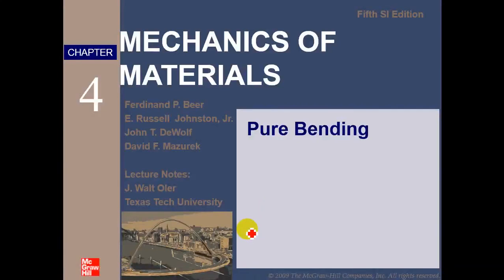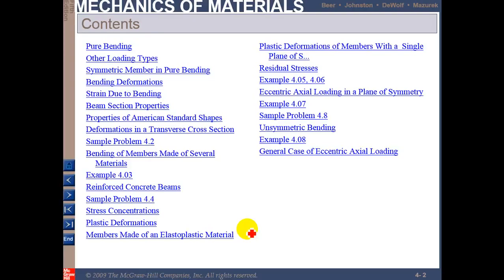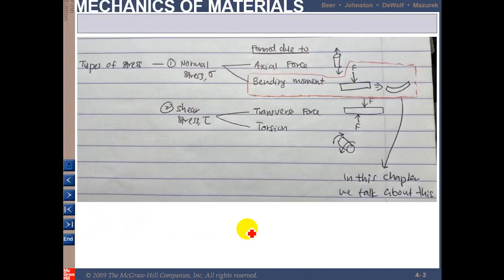Okay, let's continue with chapter 4, pure bending. So these are the content of the chapter. Basically, pure bending, as I explained earlier, relates to the types of stress: we have normal stress and we have shear stress. Normal stress is formed due to, first, axial load, and second, because of bending moment.